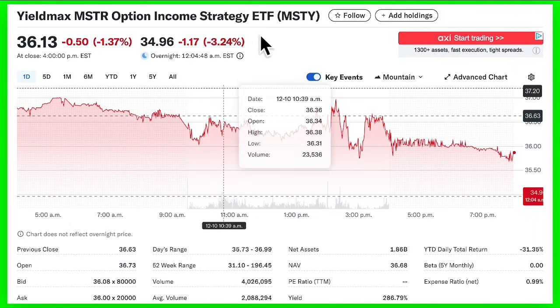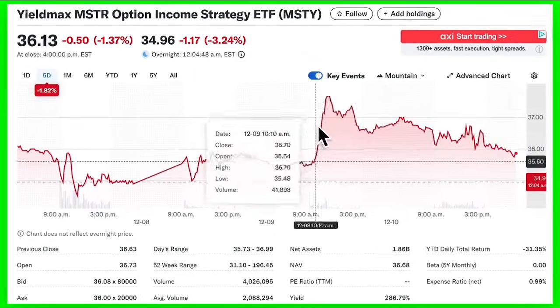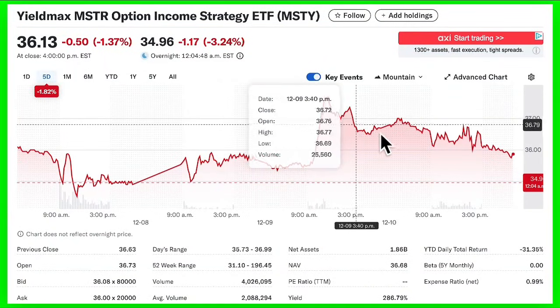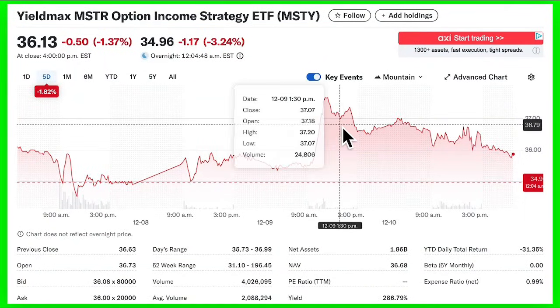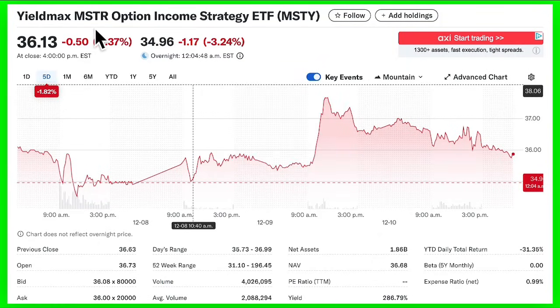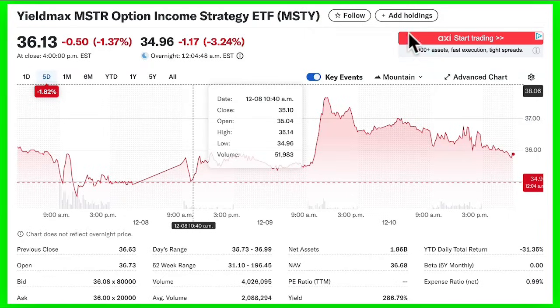YieldMax MSTR option income strategy, MSTY. Price is 36.13. As you can see here, the reverse split took effect on this day. It jumped, and since then it just kept going down. So it hasn't stabilized. Today it crashed about $1.17, and that's 3.24%. As long as Bitcoin and MSTR keep going down, of course MSTY will follow suit, and it will keep going down until those two assets stabilize.